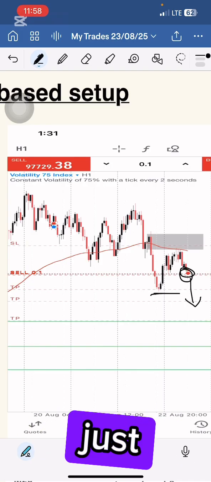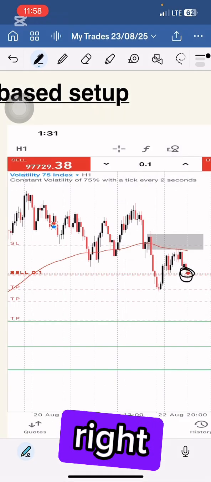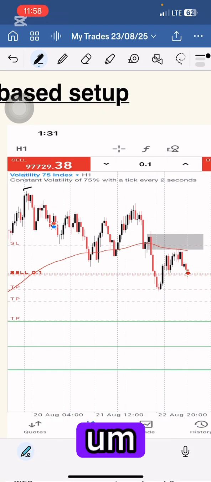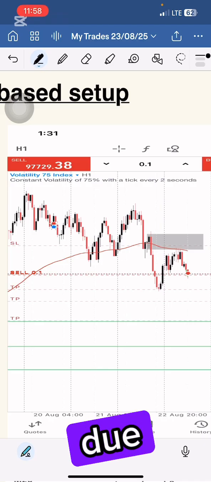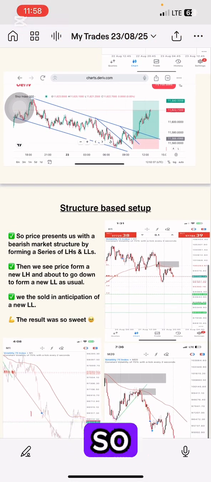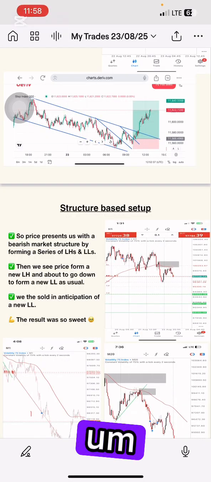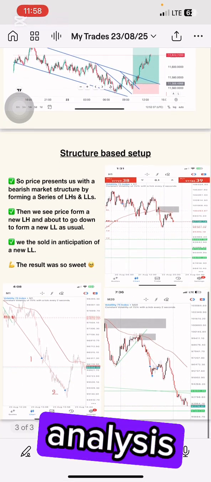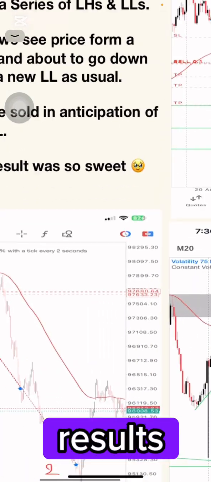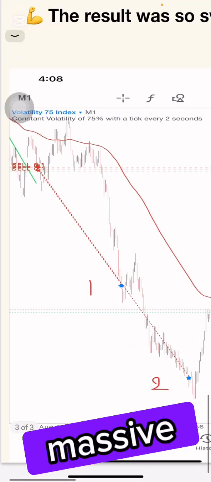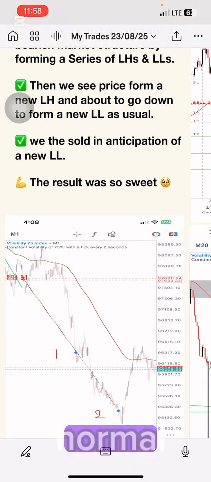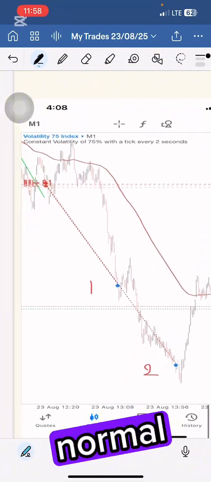Very simple, just structure based, right? But even though it's structure based, you still have to do your due diligence. And so I went down to a lower time frame to do more analysis, and you can see the results. Very, very massive. Although price gave me a little drawdown, which is normal sometimes.